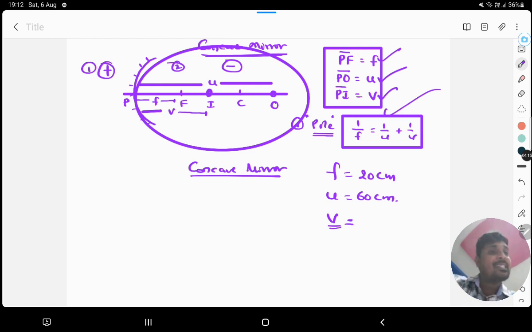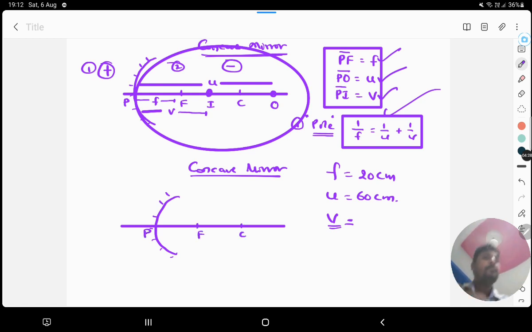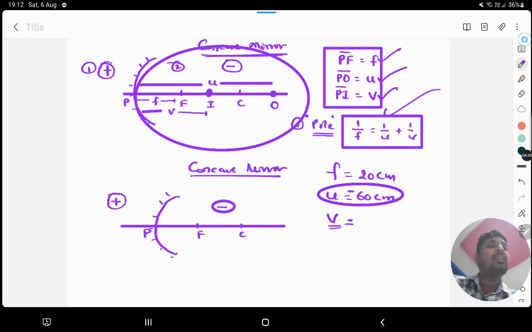Now, this is the concave mirror. Understand carefully. This is the principal axis. This is P, F and C. Now tell me, which side is minus? The side on which we place the object is going to become minus, and this is going to become plus. That means the object distance in the case of any mirror, you always take as minus. That means U is equal to minus 60 centimeters. There is no doubt about that. So irrespective of the type of mirror, the U value is always negative.